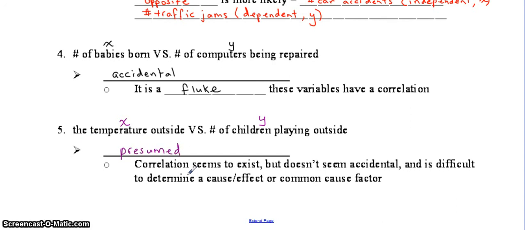So this is where you have to be very careful. Cause and effect relationships mean the change in X will force a change in Y. The Y has to change. But if the temperature changes, children don't have to go outside to play. So it makes sense that there's a relationship, and that's why we call it presumed. The correlation seems to exist, but doesn't seem accidental, and it is difficult to determine a cause and effect or a common cause factor.